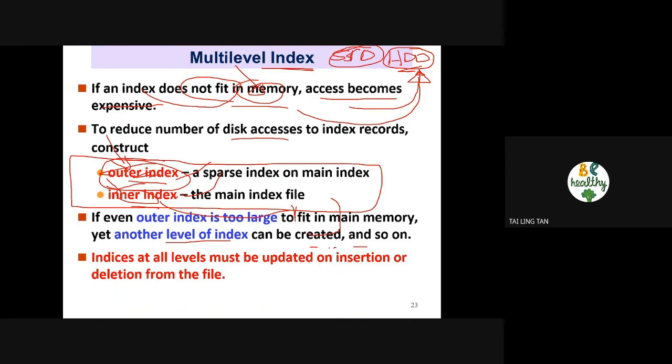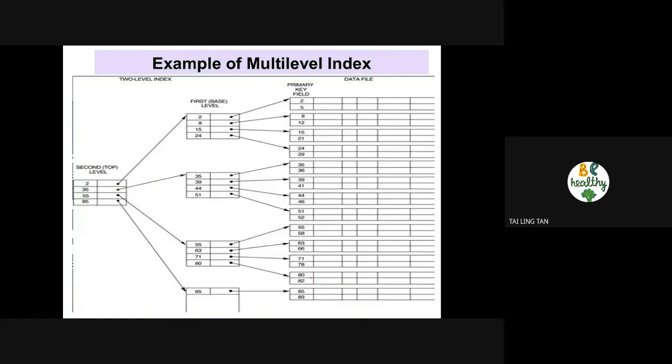So the last part here, the index at every level must be updated on insertion or deletion of a record from the file. If the database is too large, then eventually we need to do this. But we also have this burden or overhead here. Updating one record means we need to update a lot of these outer and inner indexes as well until everything is updated. Okay, so this is the intro of multi-level index and example.